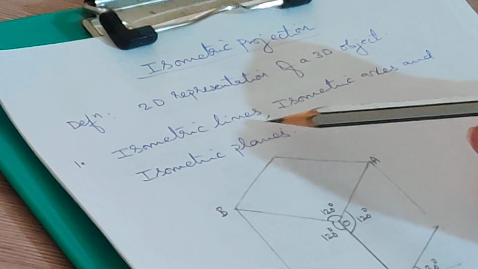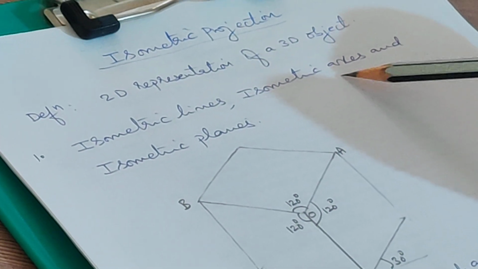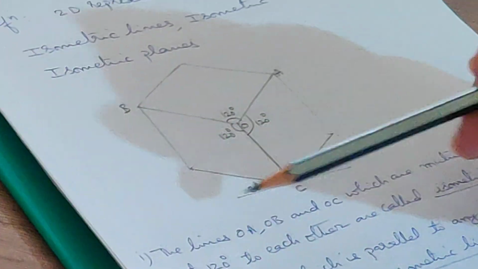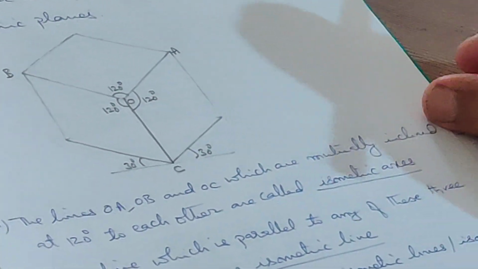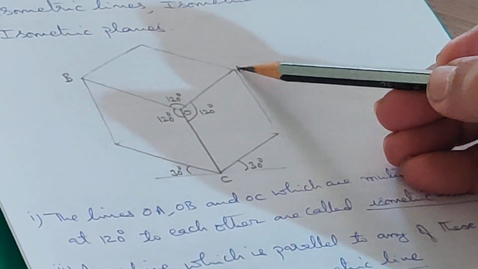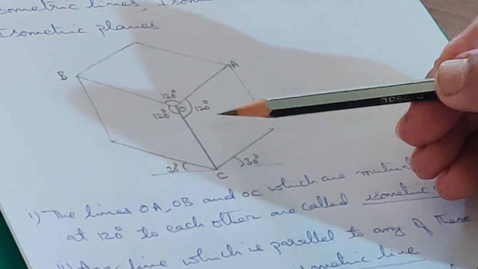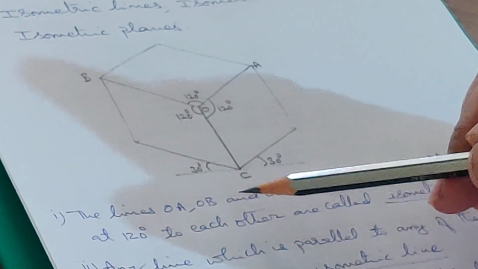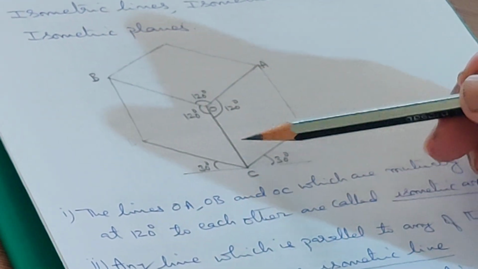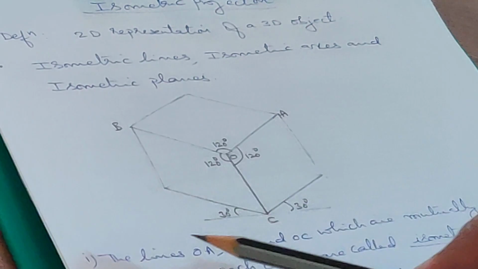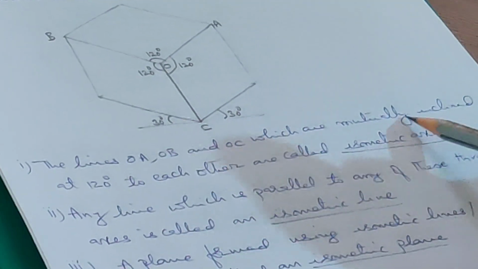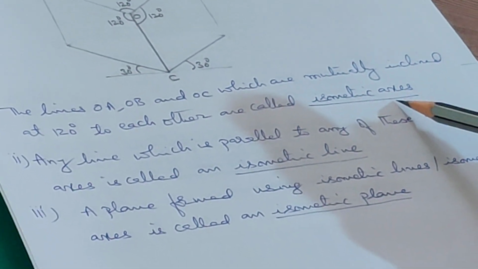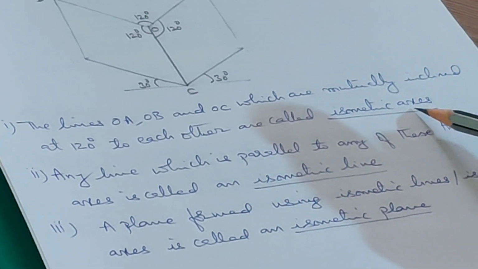The first topic is isometric lines, isometric axis, and isometric planes. What are they? Let us see here. Now you can look at this figure. It is just like a cube. You can see 3 lines here, the lines OA, OB, and OC. All the 3 lines are mutually inclined at 120 degrees to each other, so that the total angle is 360 here. So these are the 3 lines which are called isometric axis. I repeat again, the lines OA, OB and OC which are mutually inclined at 120 degrees to each other are called isometric axis. Then what is an isometric line?